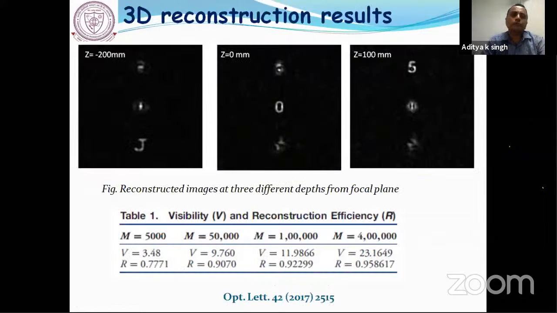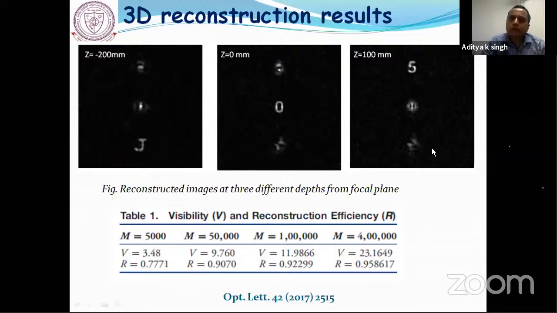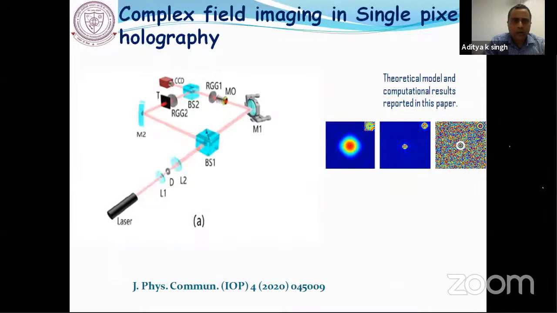So when I go to the z equal to 0 plane, I see object 0. When I go to z equal to minus 200, it means the digitally propagated intensity is at minus z1, where z1 is 200, and then correlated. If you go to positive, you are here, and then correlate. So when you correlate, you get the reconstruction of the object. And as in ghost imaging, you can increase the quality of the imaging if you take more averaging.